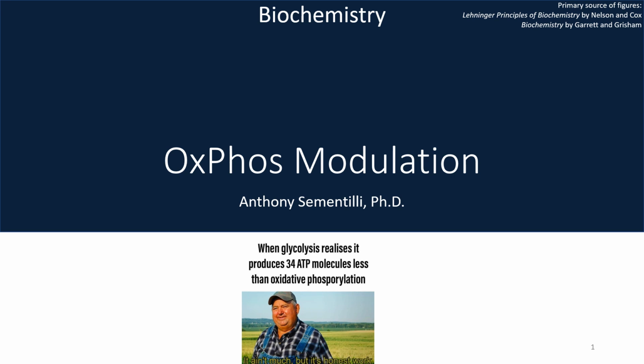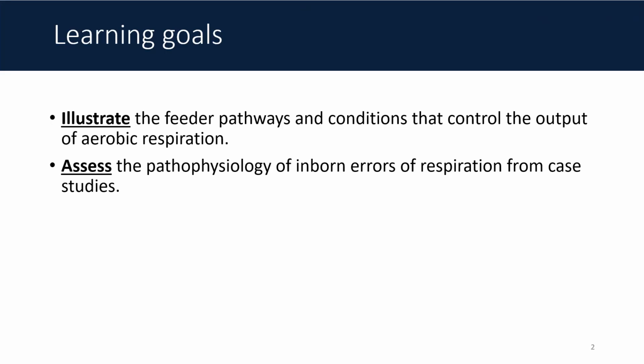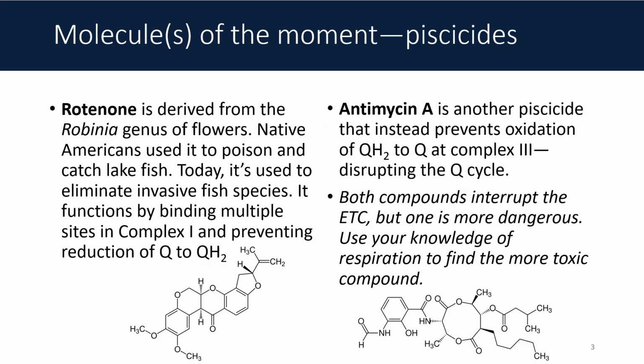Congratulations, everyone. We are nearing the end of aerobic respiration. We'll be wrapping up oxidative phosphorylation by discussing the many ways it's regulated or downright obliterated. The learning goals for today include illustrating the feeder pathways and conditions that control the outputs of aerobic respiration. And then once we do that, we will be assessing the pathophysiology of inborn errors of respiration from case studies and also acquired errors of respiration.